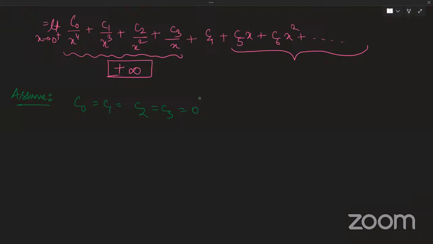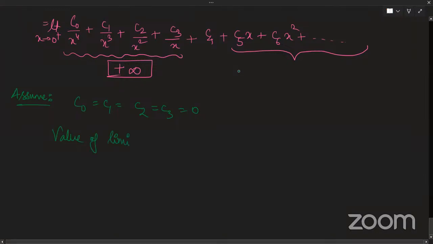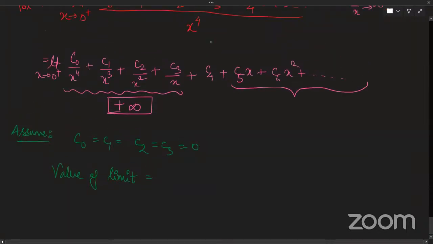Fine. Just assume this case: c0 is equal to c1 is equal to c2 is equal to c3 is equal to 0. What will happen now? What will be your value of limit now? 0. Why? We have one number left in between.